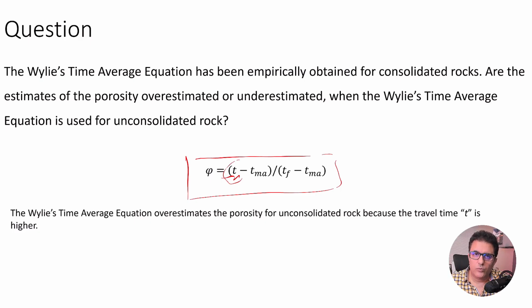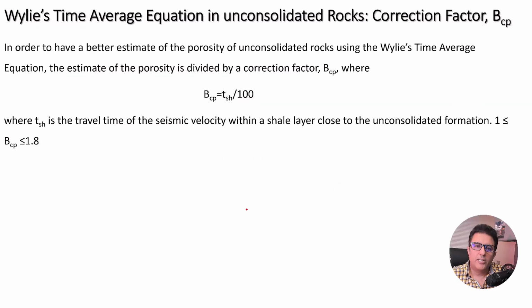So Wiley's time average equation is an empirical equation that was developed just for consolidated rocks, and it doesn't work for unconsolidated rocks. In other words, if we deal with near surface formations, definitely we shouldn't use Wiley's time average equation in order to calculate the porosity, because we're going to have a lot of overestimation of the sonic porosity.